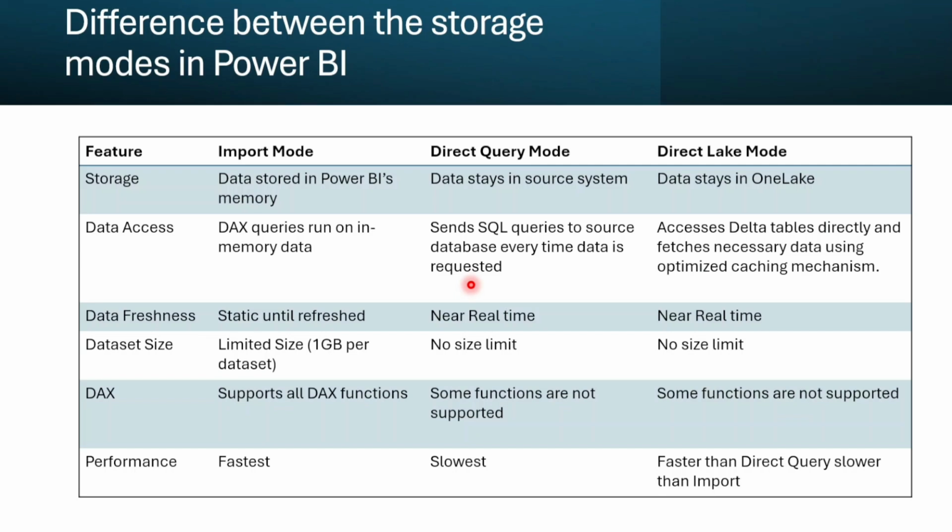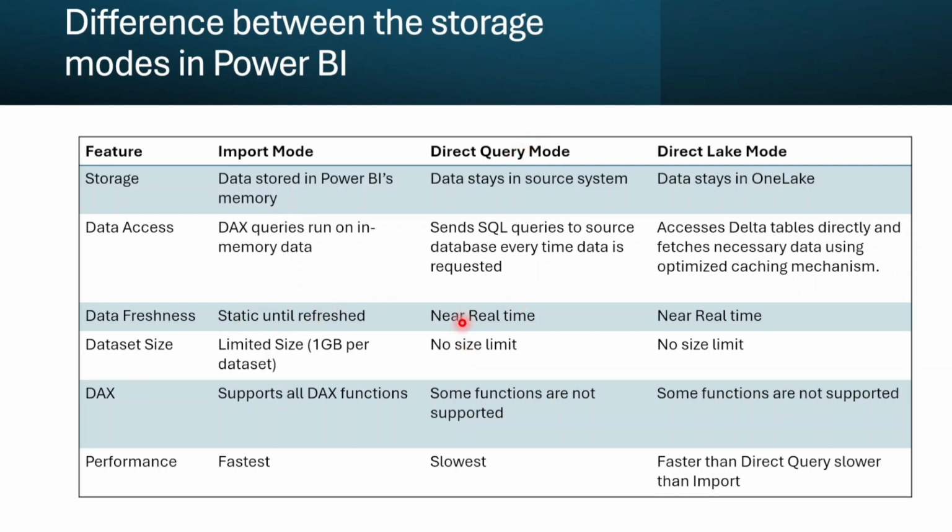And for direct lake mode, Power BI is directly going to access the Delta tables using the optimized caching mechanism. Here, once the data is cached, Power BI is going to store that data, and it is going to reuse it for the current session. And this actually improves the performance. Now data freshness. For import mode, it is static until you schedule a refresh of the dataset or you manually refresh your dataset.